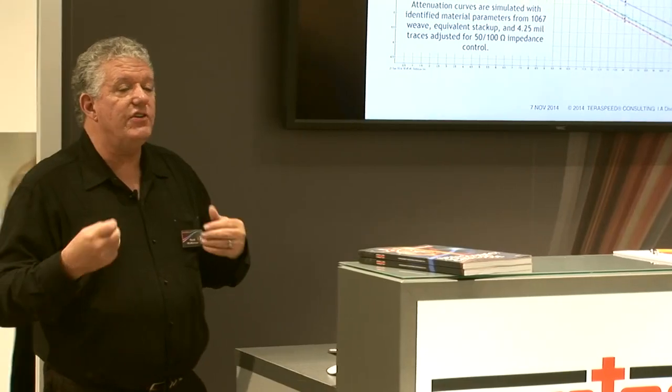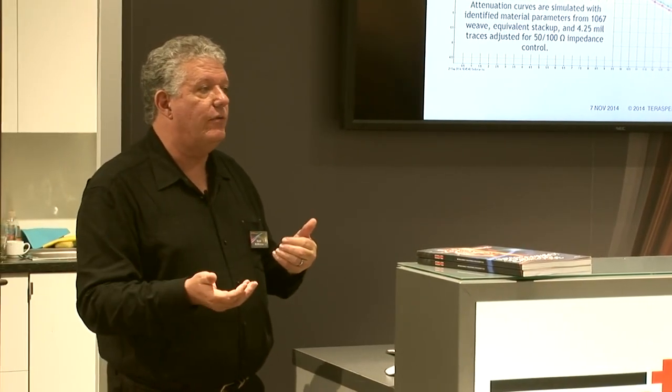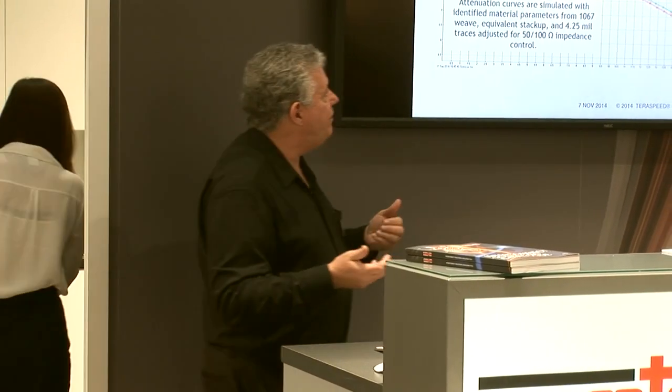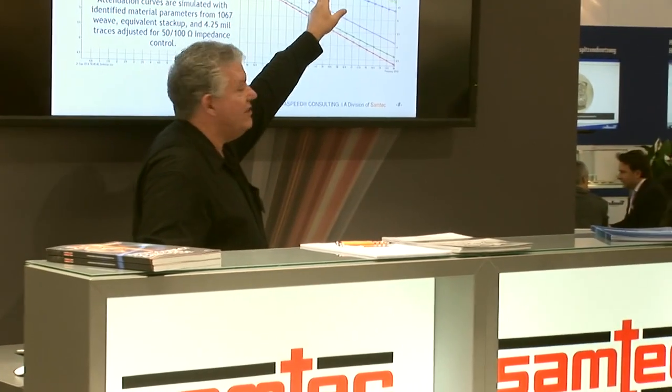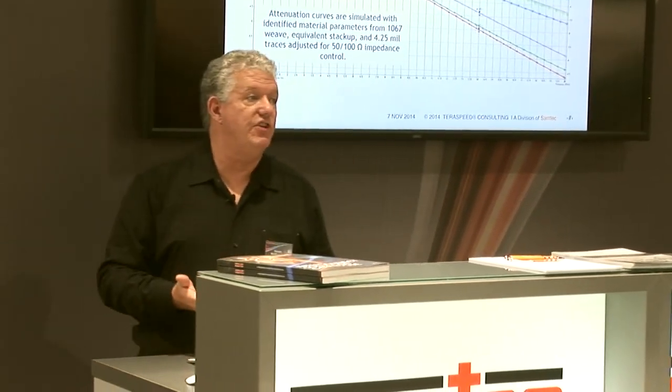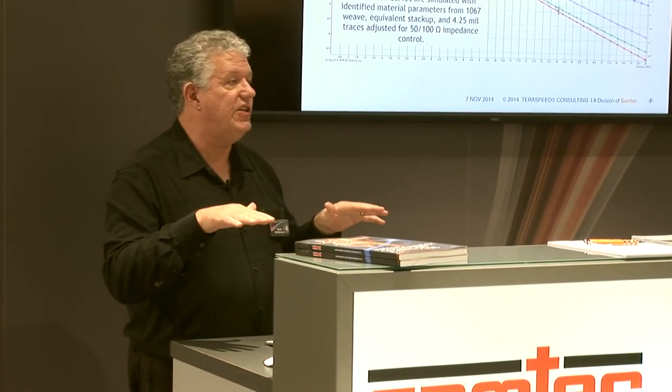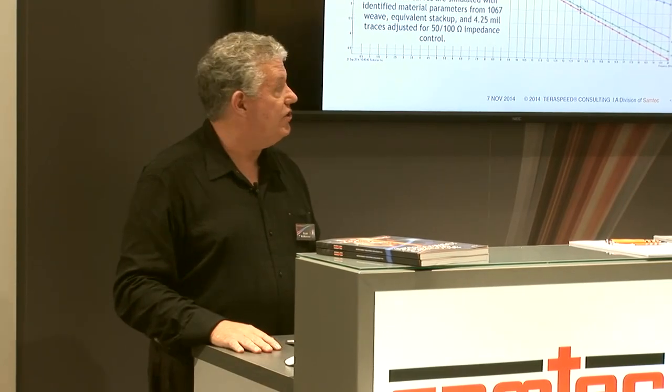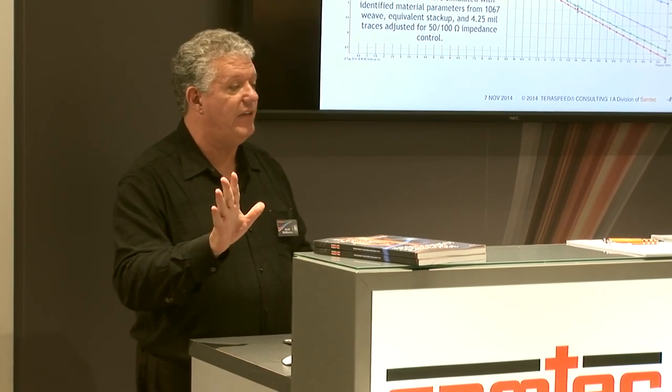So there is a new material coming out that is not yet released that will be essentially equivalent to Megtron 6, but it'll have zero skew. It'll be a flat E sub R material. And that's being introduced at the first of the year. It's about all I can say about that.